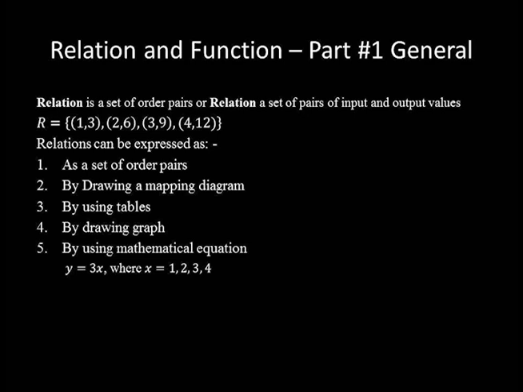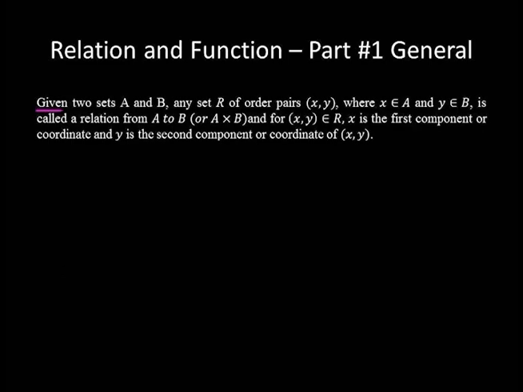If we are given two sets and asked to form a relation from one set to another, we can formulate that relation in the form of ordered pairs. Let's see this definition first. Given two sets A and B, any set R of ordered pairs (x, y), where x is an element of A and y is an element of B, is called a relation from A to B or A cross B. And for an ordered pair (x, y) in R, x is the first component or coordinate and y is the second component or coordinate of the ordered pair (x, y).